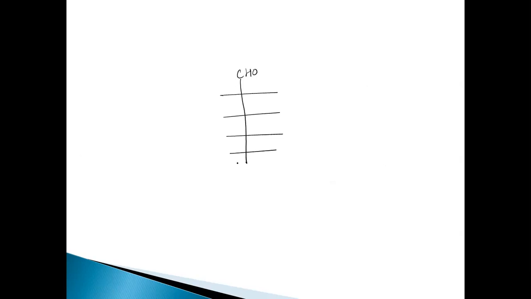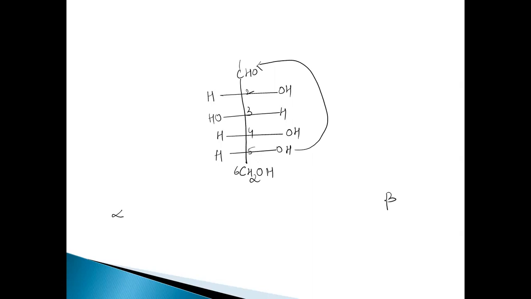This is CHO, CH2OH, H OH, H OH. Since this is unable to explain all the properties, the cyclic structure has been proposed, where the OH group which is present on the fifth carbon atom is involved in the ring formation with this carbonyl group, and thus results in the formation of two forms, that is alpha and beta forms. Both are crystalline forms.